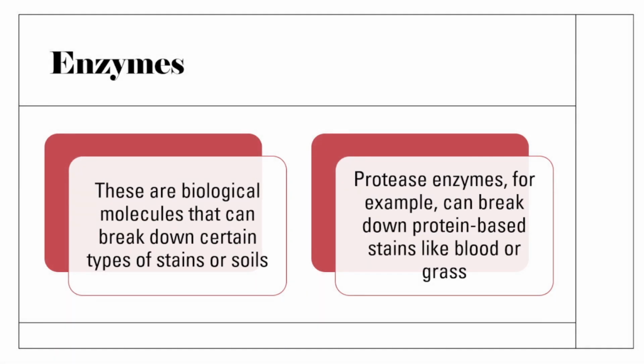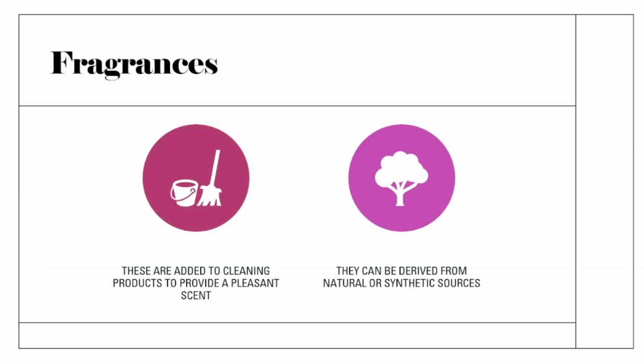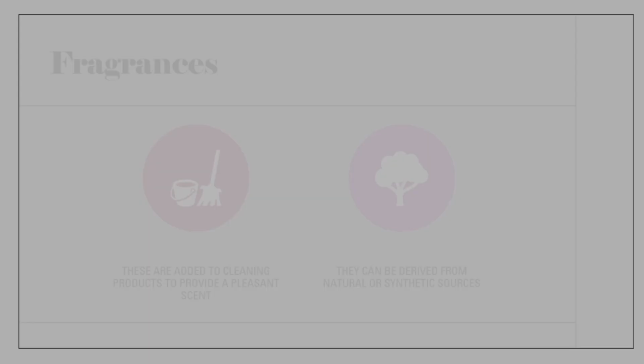Enzymes. These are biological molecules that can break down certain types of stains or soils. Protease enzymes, for example, can break down protein-based stains like blood or grass. Fragrances. These are added to cleaning products to provide a pleasant scent. They can be derived from natural or synthetic sources.